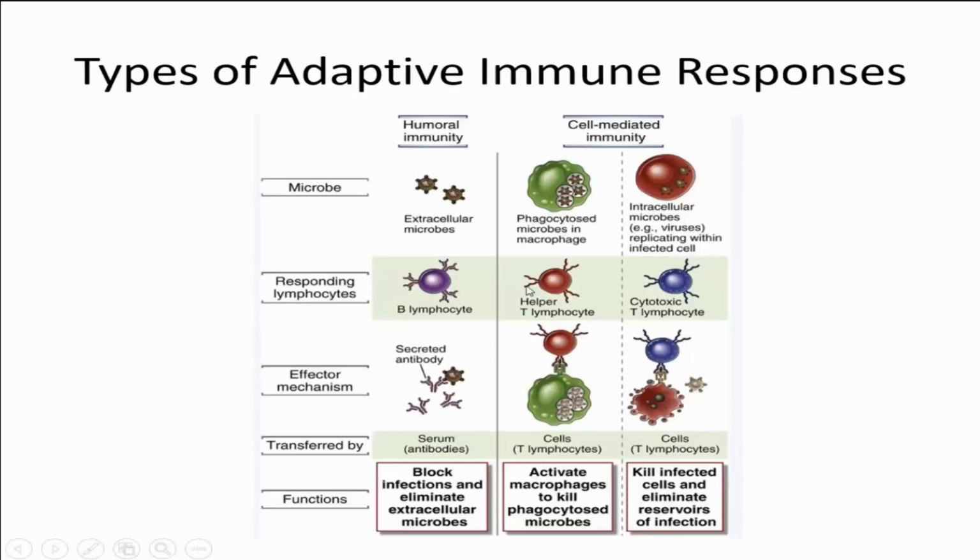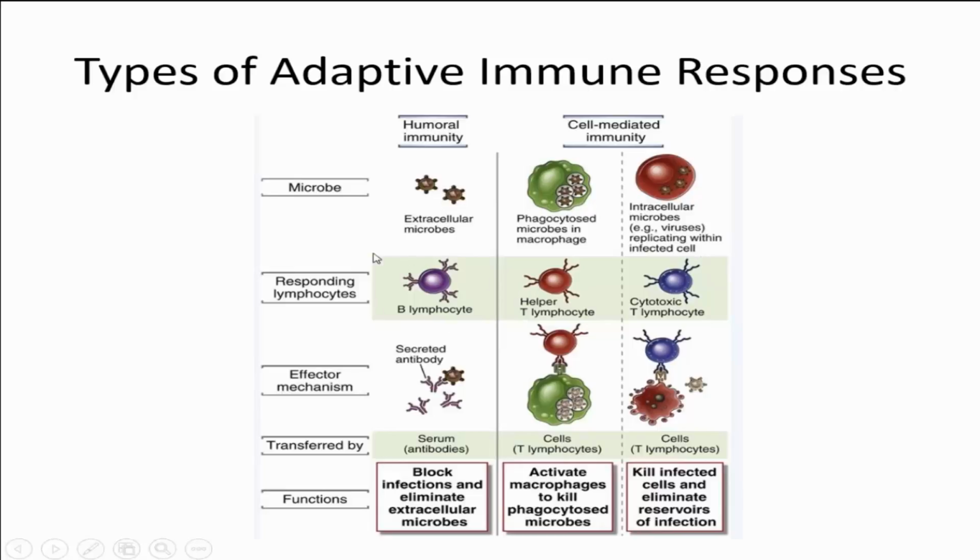And then, again, this is just a table showing the difference between humoral immunity and cell-mediated immunity. So again, going through: extracellular microbes are the target for humoral, and intracellular microbes are for cell-mediated. But again, cell-mediated immunity has two specific pathways. If those are in the phagocytic cycle, then basically these microbes are going to be phagocytosed in the macrophages or, say, neutrophils, versus if there are intracellular microbes like viruses that are replicating in the cell.